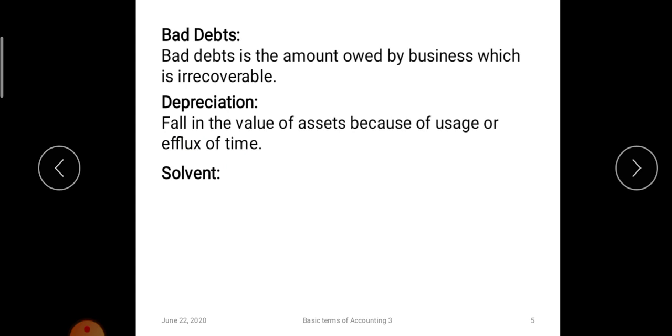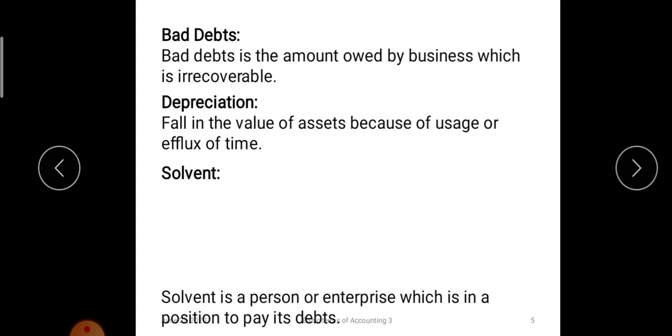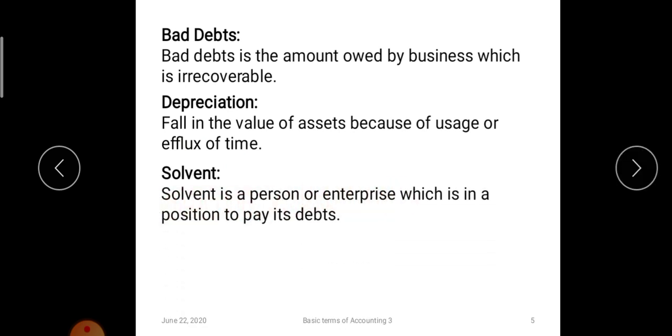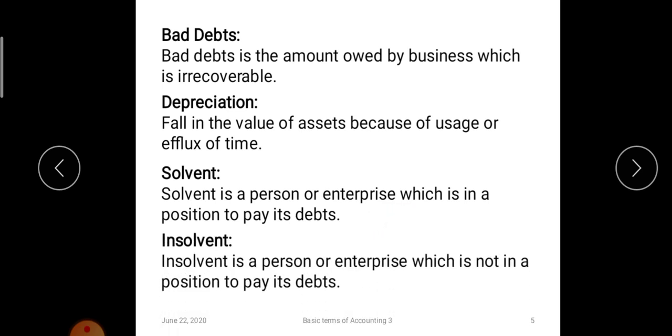Solvent. Now solvent is a person who is able to repay his debts, in a position to pay his debts. And insolvent is a person who is not able to repay his debts, not in a position to repay the debts.